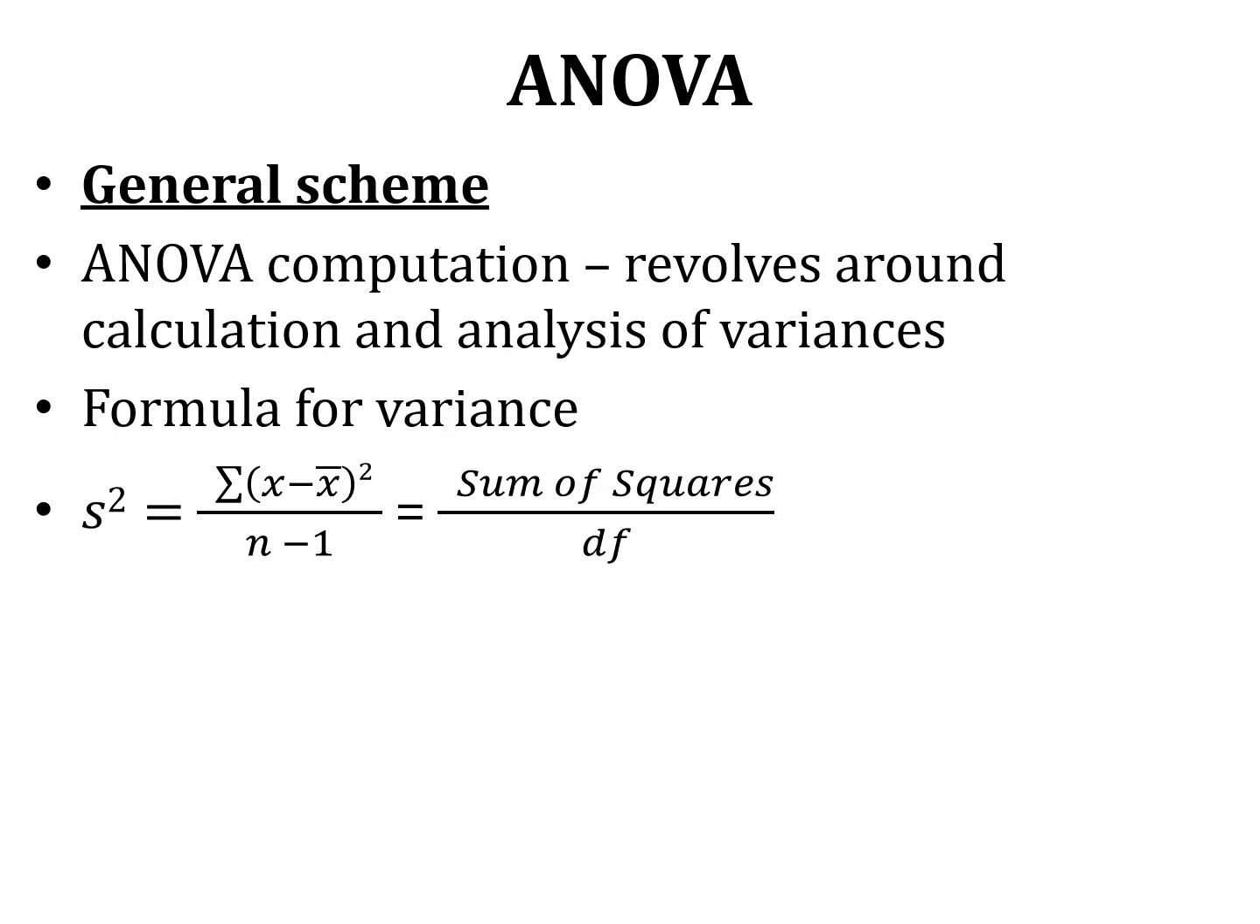And the ANOVA computation revolves around calculation and analysis of variances. So we need to have the formula of variance to understand the concept. The formula for variance is summation (x minus x bar) whole squared, divided by n minus 1.